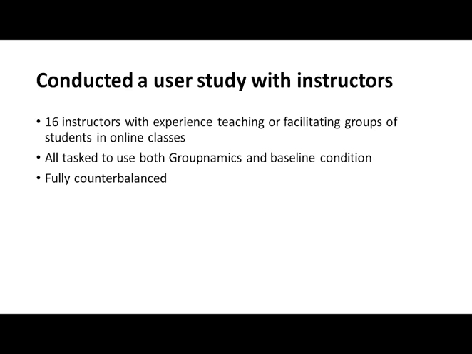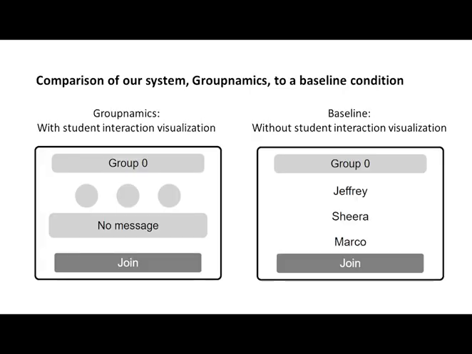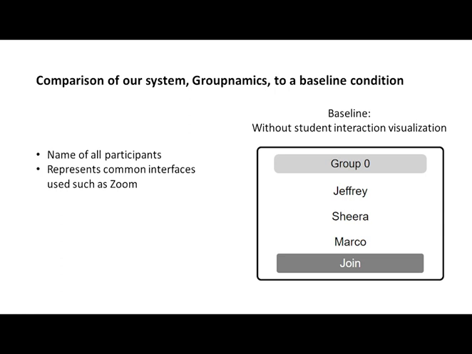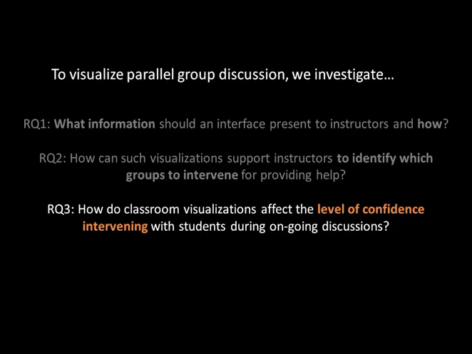We designed a within participant evaluation to compare Groupnamics with a baseline representation of the existing online platforms commonly used in online classrooms. Using the baseline condition, participants are able to view the names of all participants without visualization of student interaction data. How do classroom visualizations affect the level of confidence intervening with students during ongoing discussions?